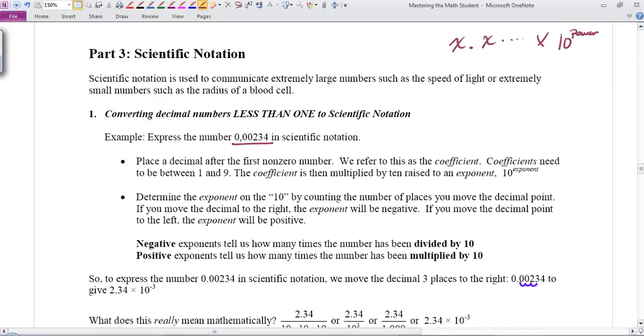So I'm going to move that decimal until it is behind a non-zero digit. That means I'm going to write this as 2.34, and then how many times did I move it, and which way did I move it? Well, I moved it to the right, and when we move to the right, we have a negative sign on that exponent, and I moved it 1, 2, 3 places. So that is that number expressed in scientific notation.